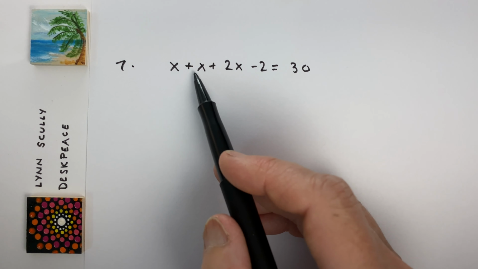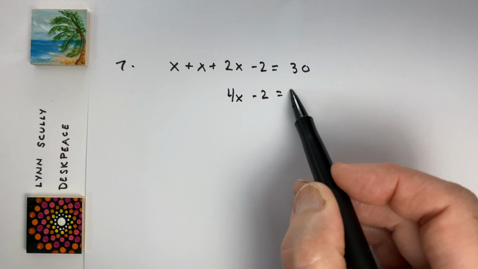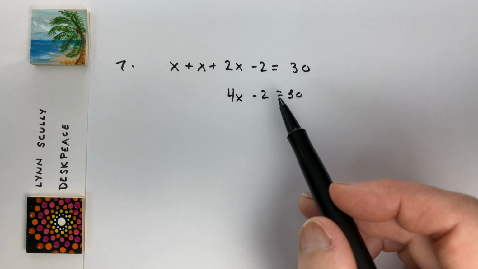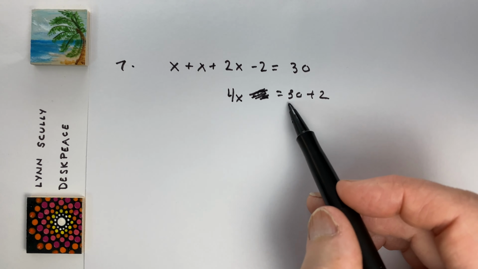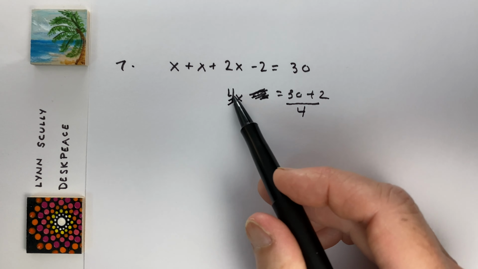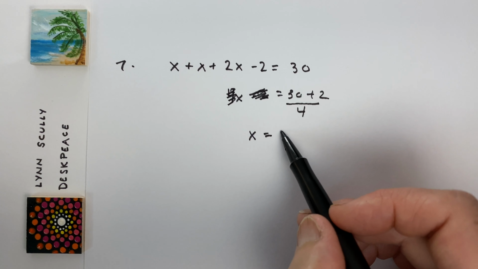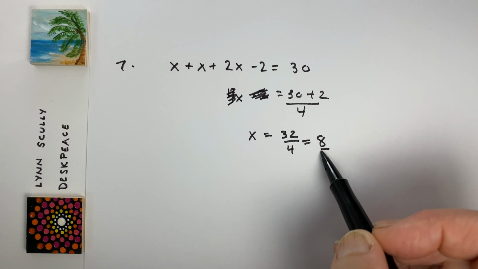Number 7, x plus 2x minus 2 equals 30. 1 plus 1 is 2, plus 2 is 4 x's, minus 2 equals 30. Now I want to get the x alone. 2 is attached by subtraction, move it by addition. 4 is attached by multiplication to the x, move it by division to the other side of the equal sign. And I'm getting x equals 30 plus 2 is 32 over 4, which is 8.